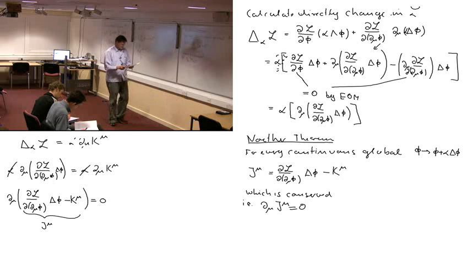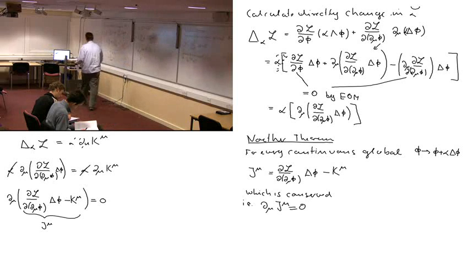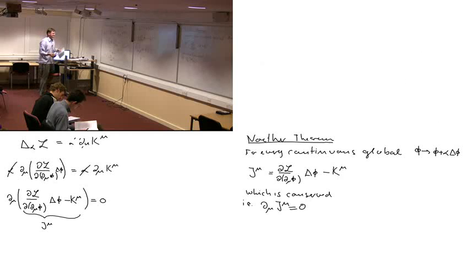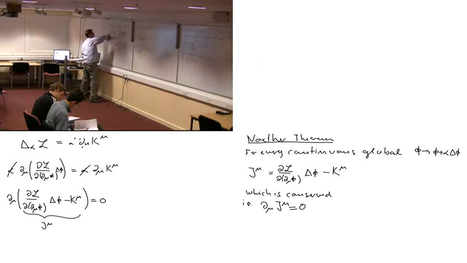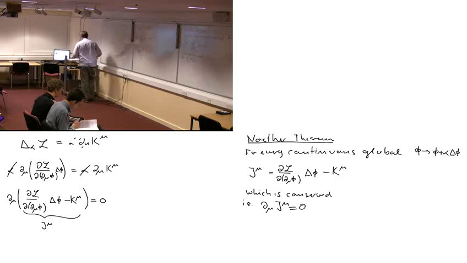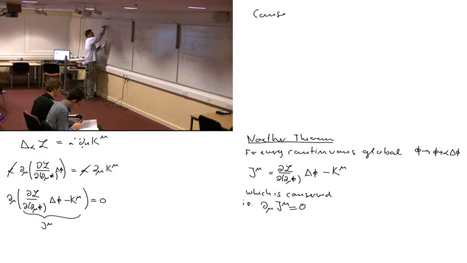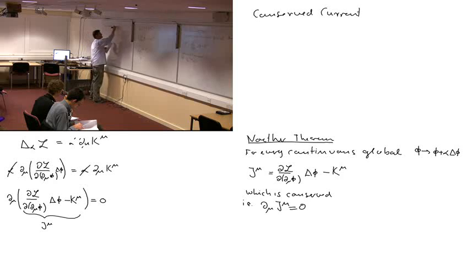Now, what can we do with our current? And that makes the connection to conserved quantities more explicit. From each conserved current, we can actually find a conserved quantity. So let us see this briefly. From a conserved current, we find a conserved charge.